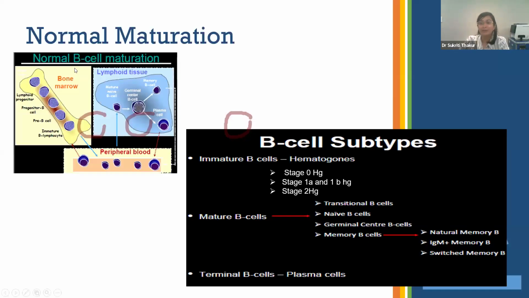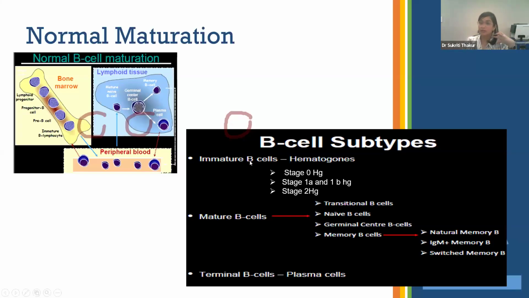Now, coming to what B cells are, where they are made, and how they mature. B cells are cells which are formed in the bone marrow. From the bone marrow, they go to the peripheral blood, and from the peripheral blood, they go to the lymph node and mature. So basically, the journey starts from the bone marrow and ends in the lymph node. And the very mature cells, for example the plasma cells, come back to the bone marrow, their home. So I can see here three main categories: immature B cells, mature B cells, and terminal B cells.